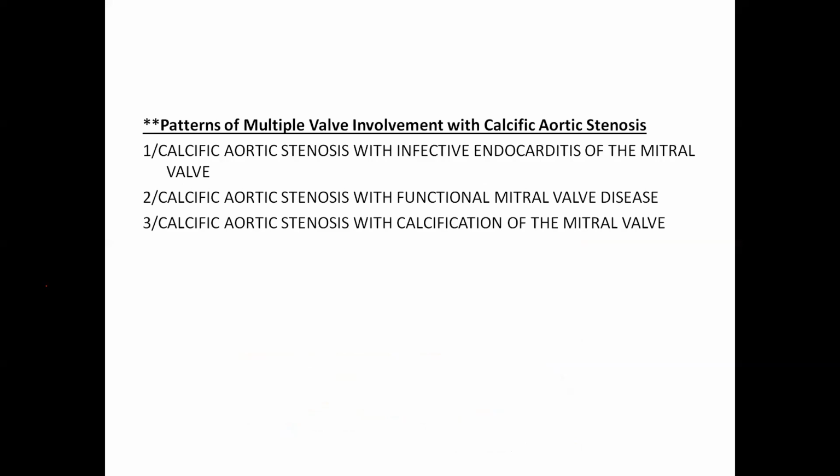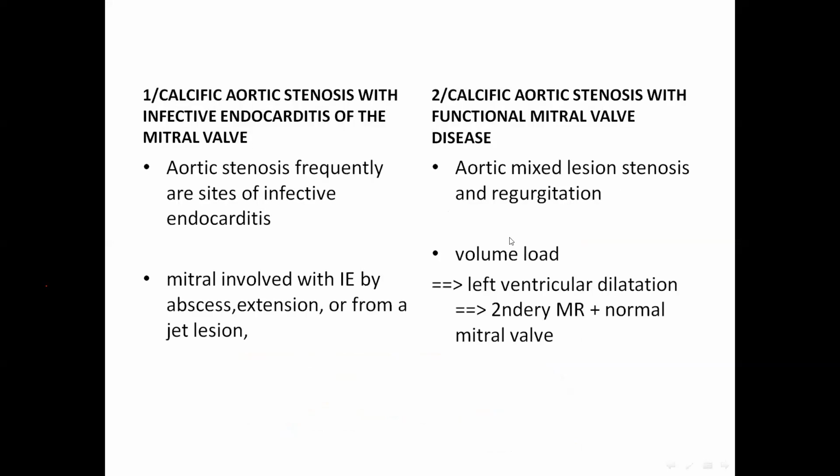We have calcific aortic stenosis with infective endocarditis of the mitral valve, or calcific aortic stenosis with functional mitral valve disease, and also calcific aortic stenosis with calcification of the mitral valve. The first lesion, aortic stenosis with infective endocarditis of the mitral valve, is a frequent site of infective endocarditis, where involvement of the mitral by abscess, extension or just the jet lesion, especially the anterior leaflet, will cause infective endocarditis, either vegetation or perforation or even chordal disruption.